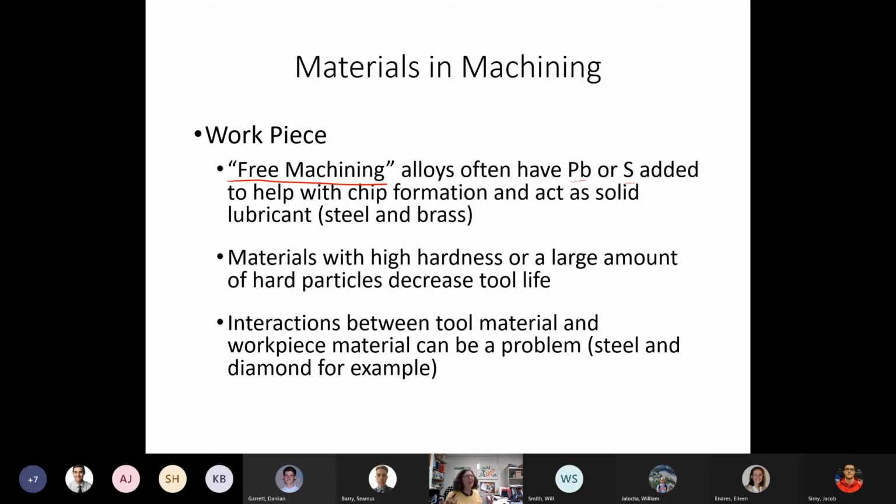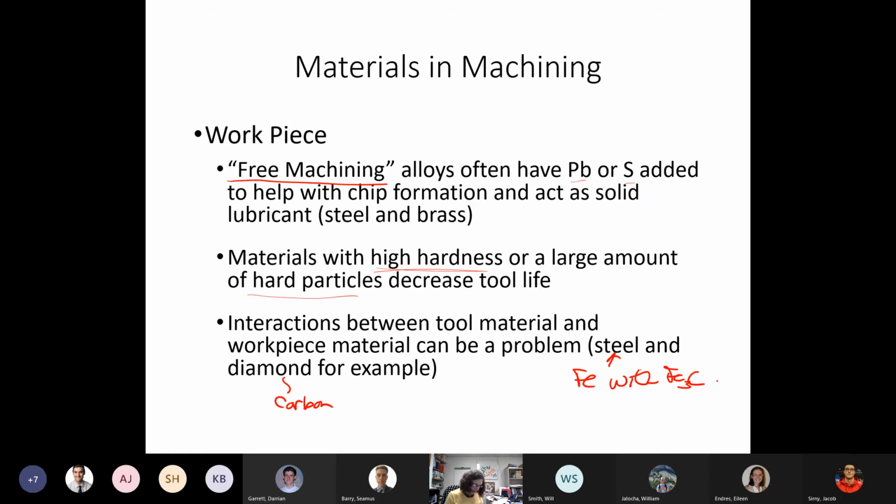Also, some general concepts: materials that have a high hardness or a lot of hard particles decrease tool life. And that just kind of makes sense. And then, in an interesting way, we also have to be careful with chemical interactions between the tool material and the workpiece. One that can be kind of surprising until we think about it.